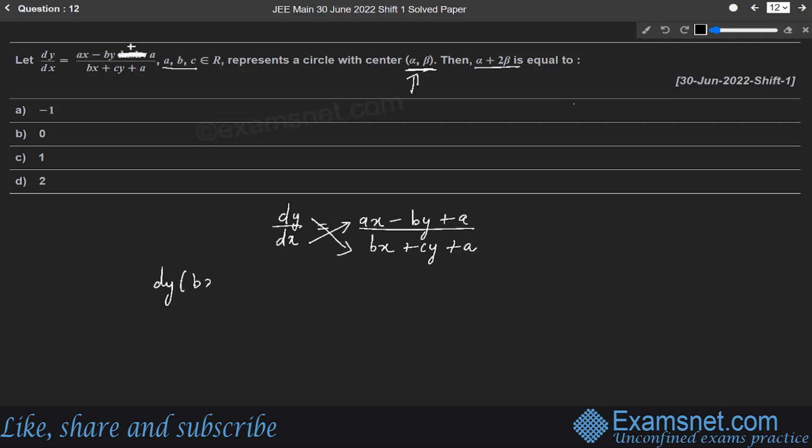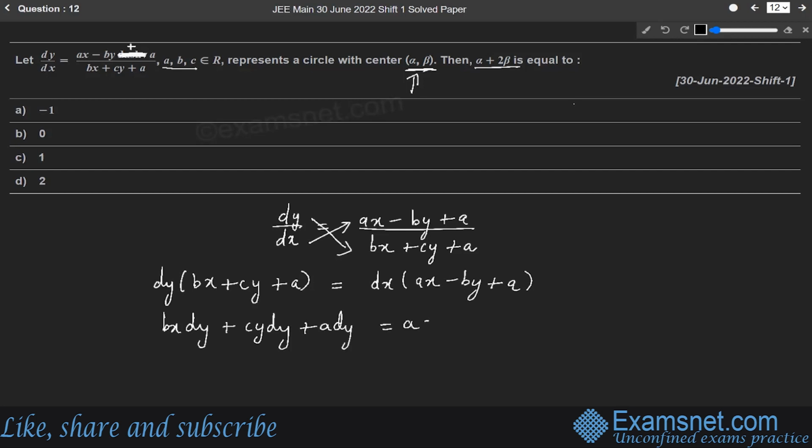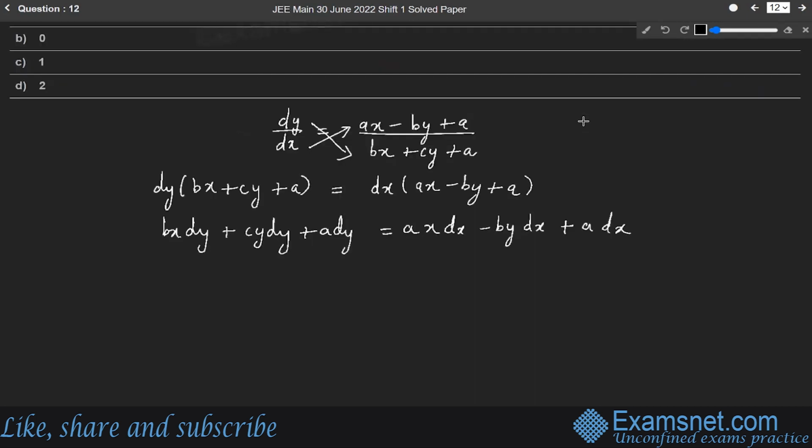So dy into (bx + cy + a) is equal to dx into (ax - by + a). Now when we multiply it, it will be bx dy + cy dy + a dy is equal to ax dx - by dx + a dx. All right. Now let us take the terms of b on one side. So we have bx dy. This is minus by dx, so when it comes to the left hand side, it will be plus by dx.